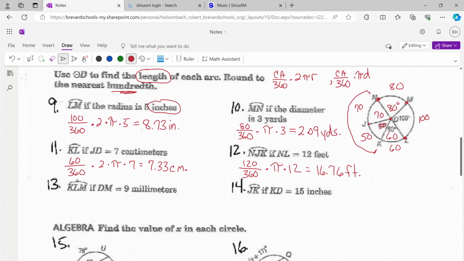Problem number 13, arc KLM. Starting at K, going around through L, ending at M. So we got 60 plus 100, that's 160 over 360 times D to M is 9, and D to M is a radius. So we're going 2 times pi times 9. All right, so enter that in your calculator, please. 25.13, and that's in millimeters.